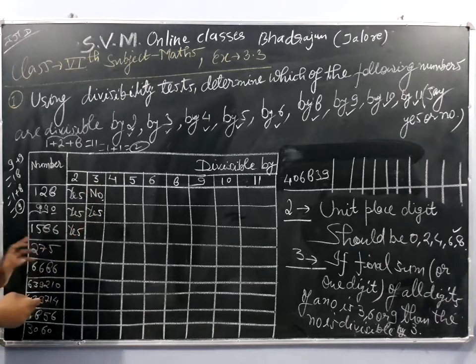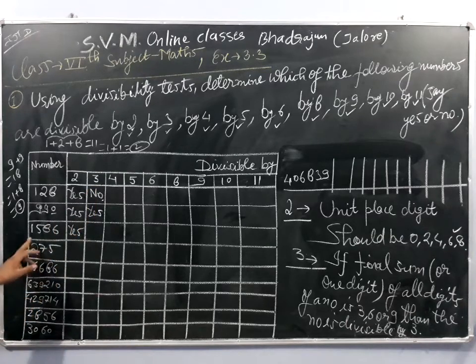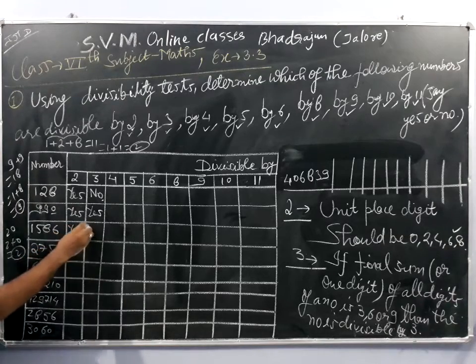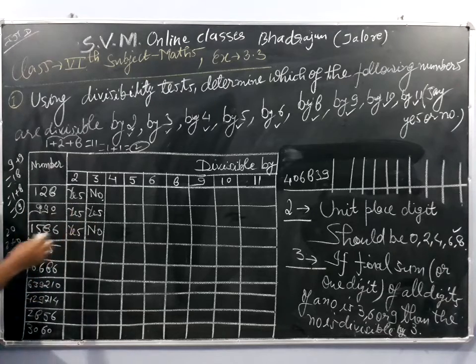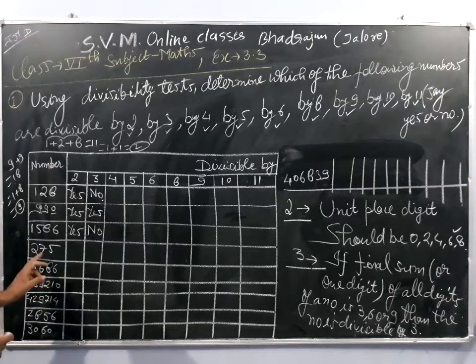And for 3 we have to add all the digits. 1 plus 5 is 6, 6 plus 6 is 12, 12 plus 8 is 20, and we are getting 20 as 2 plus 0, our final sum is 2, which is not 3, 6 or 9. Hence our response for divisibility of this number by 3 is no, because this number will not be divisible by 3. Let us move towards 275.